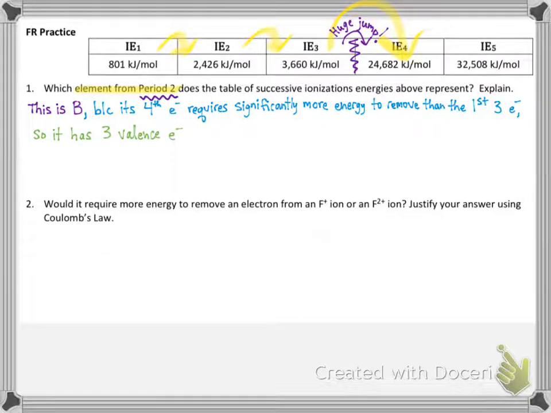Okay, there are other free response problems they can ask you about successive ionization energies. Sometimes they won't directly say successive ionization energies, but if you recognize the pattern, it can make it a little easier to answer the question. For instance, on number 2, it says, would it require more energy to remove an electron from an F+ ion or an F2+ ion?